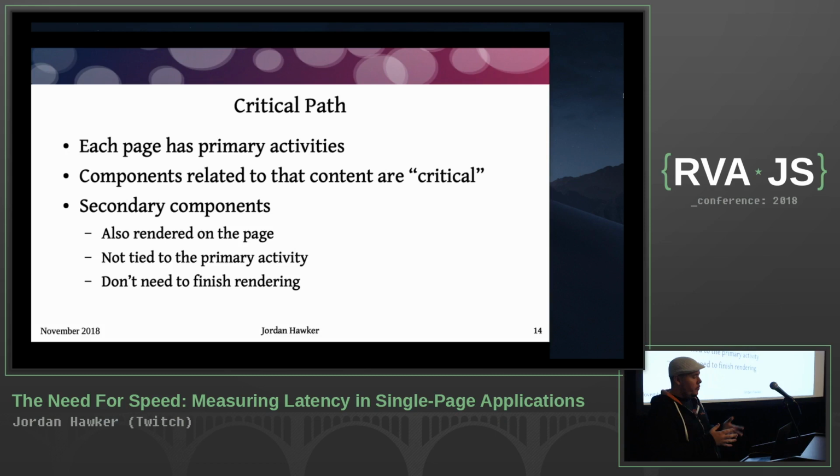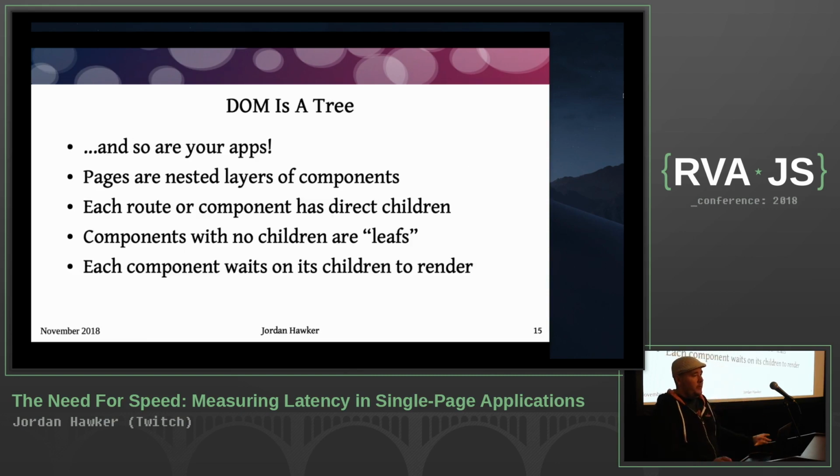So the first thing you want to think about is, what is your critical path? As I said before, every page in your app has this sort of primary content that the user is coming to engage with, and any component that renders content towards those activities you can consider to be your critical components. They're part of the critical path. You may also have in your page what I would consider secondary components. They're also being rendered on the page, but they don't necessarily pertain to the primary activities of the page. And as such, they don't actually need to be finished rendering in order for you to consider the app interactive for the user, because the user is going to start trying to use the app whether or not these secondary components are actually loaded.